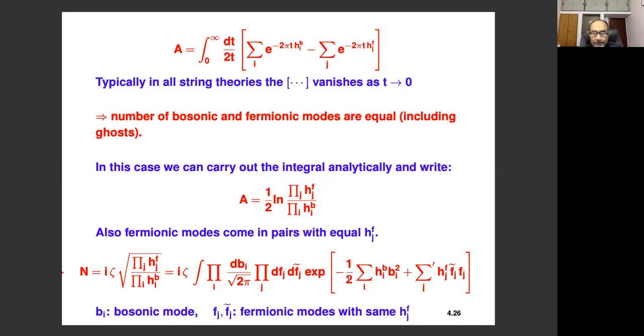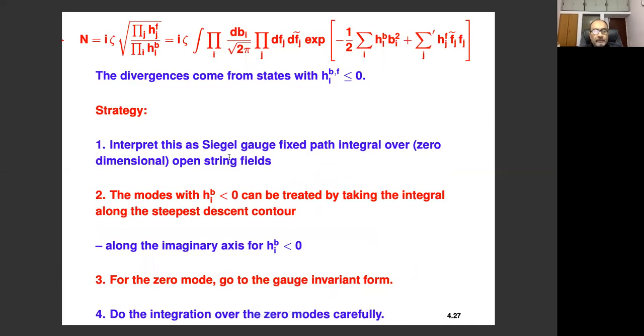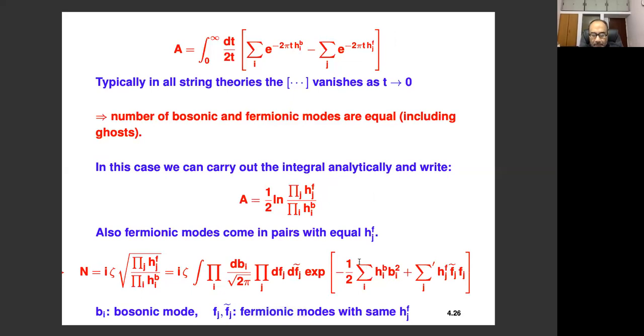Is this clear so far? So all I have done is that I have interpreted the exponential of the annulus amplitude as an integral in string theory over the bosonic and the fermionic modes. Okay, so here is the expression again. Now, as I said, this identity, this manipulation, is of course valid when all the h's are positive. The divergences come because some of the h's become negative, and that's where string field theory comes in. You have to use string field theory to make sense of these divergences.